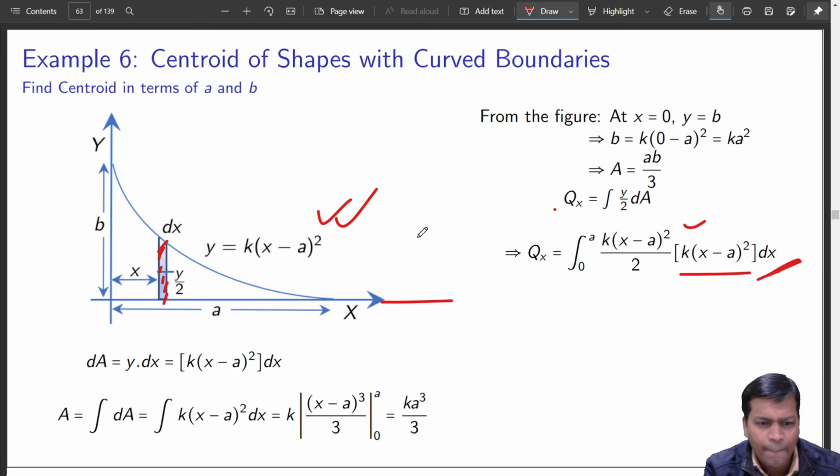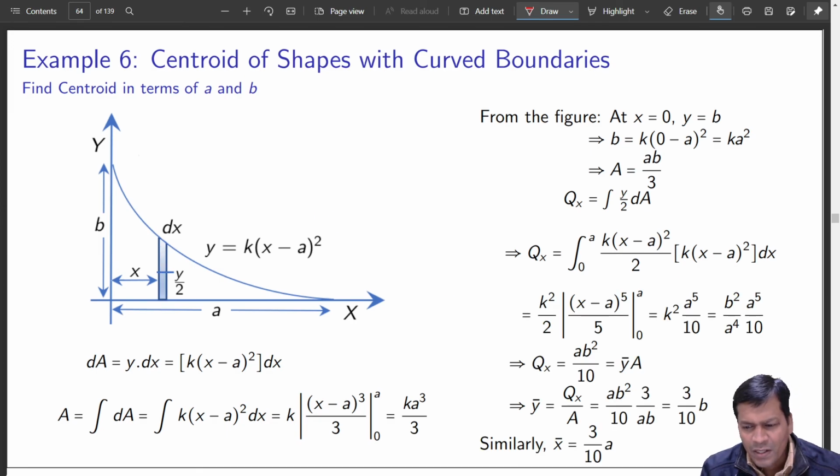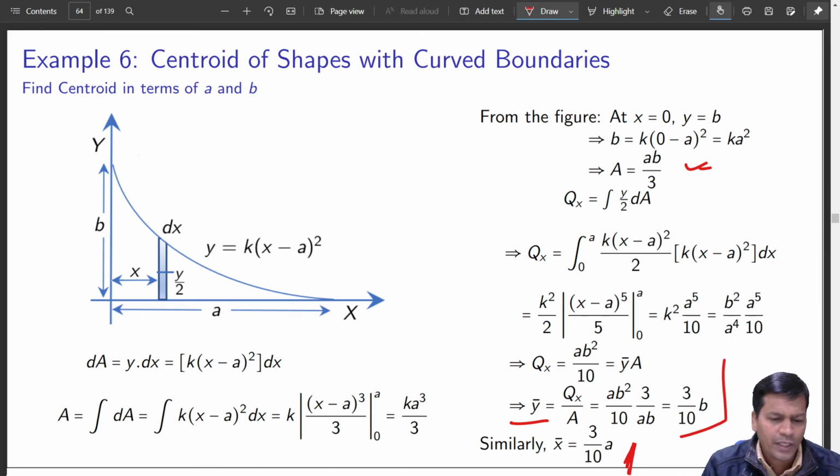Again, the rest is just integration, you can do it in no time. Again you try to express everything in terms of constants, that is a and b, that is what was done. Similarly you can do it about the x axis as well. y bar comes out to be 3 by 10 times b. x bar will also be similar because this geometry itself is symmetrical in terms of x and y, is it not? You can replace x with y and things remain the same. So that is why this result is also true.